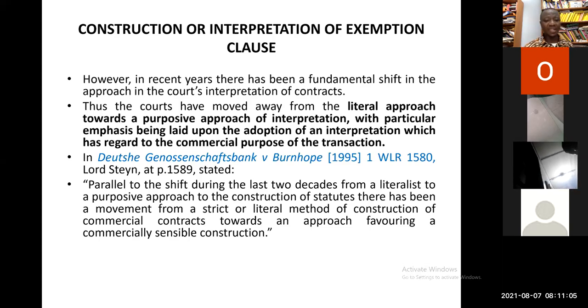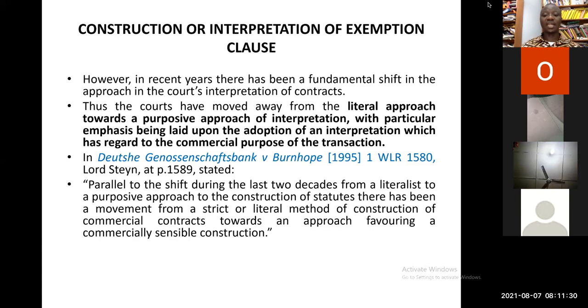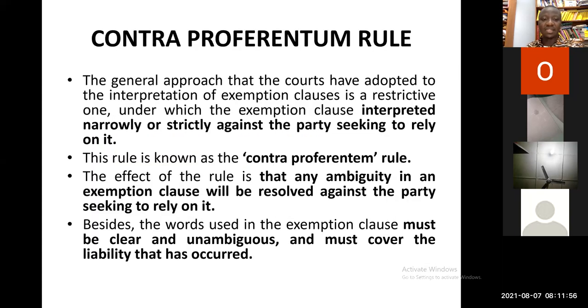And that was why in the Dutch Janus Frank against Benhop, Lord Steyn made the point that, quote, prior to the shift during the last two decades from the literal to the purposive approach to construction of statute, there has been a movement from a strict or literal method of construction of commercial contracts, to an approach following commercially sensible construction. That is commercially sensible construction. And I said that commercially sensible construction is not different from the business efficacy principle we witnessed, if you remember, in the discussion of terms.